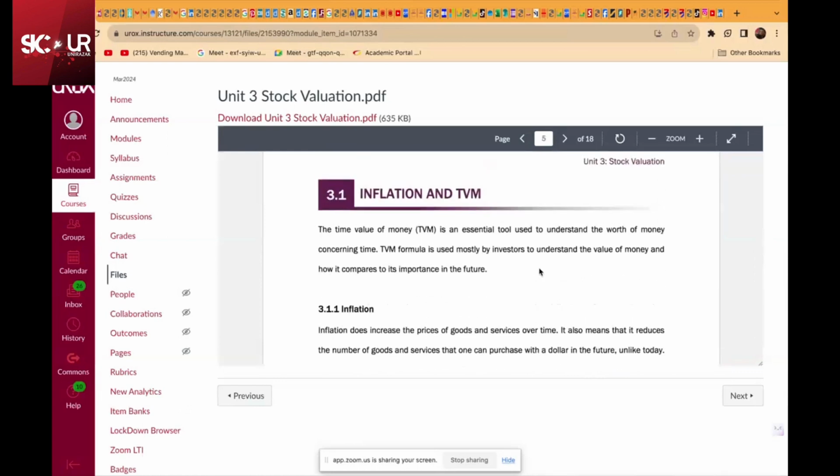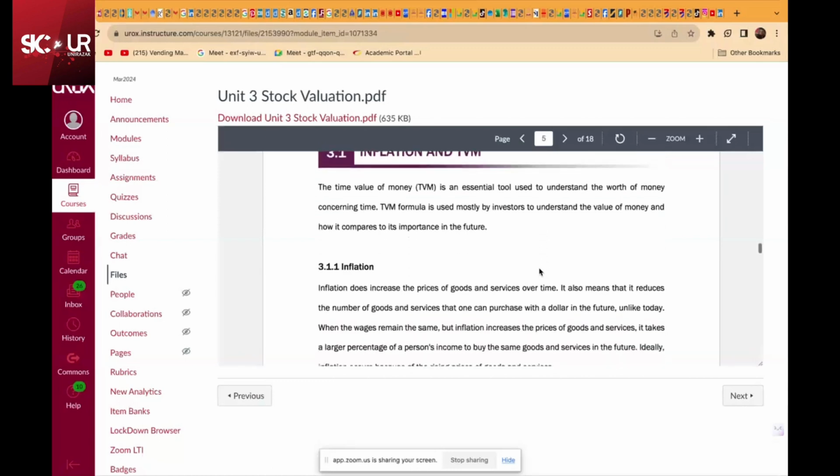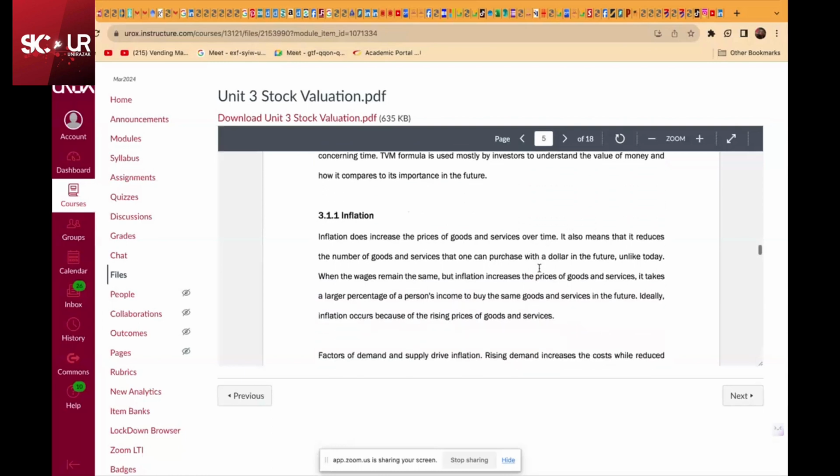First, we look at inflation and time value of money. We discussed this just as a revision here. Time value of money is an essential tool used to understand the worth of money with respect to time. The time value of money formula is used by investors to understand the value of money and how it compares to its importance in the future.